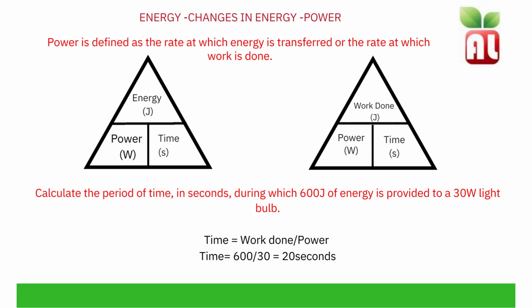Rearranging the equation gives time equals work done divided by power. The units of power are watts. The time is 600 joules divided by 30 watts, equaling 20 seconds. The more powerful an object, i.e. the greater the power, the more energy is transferred per second.